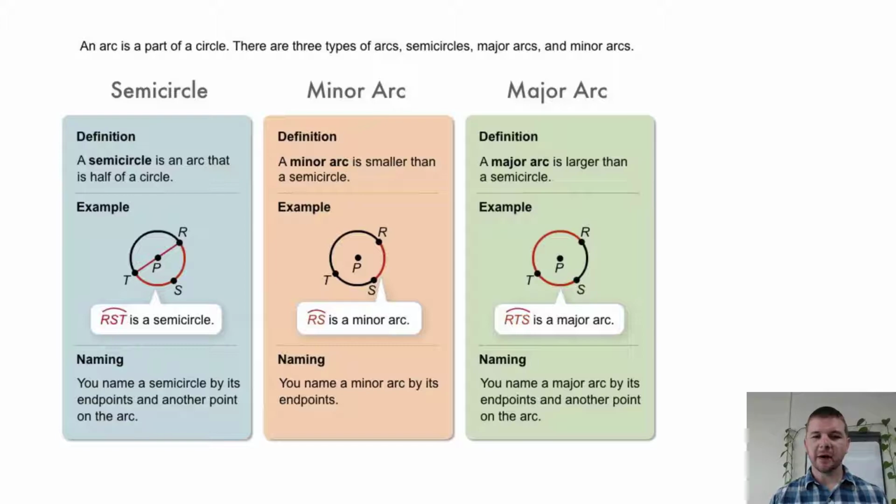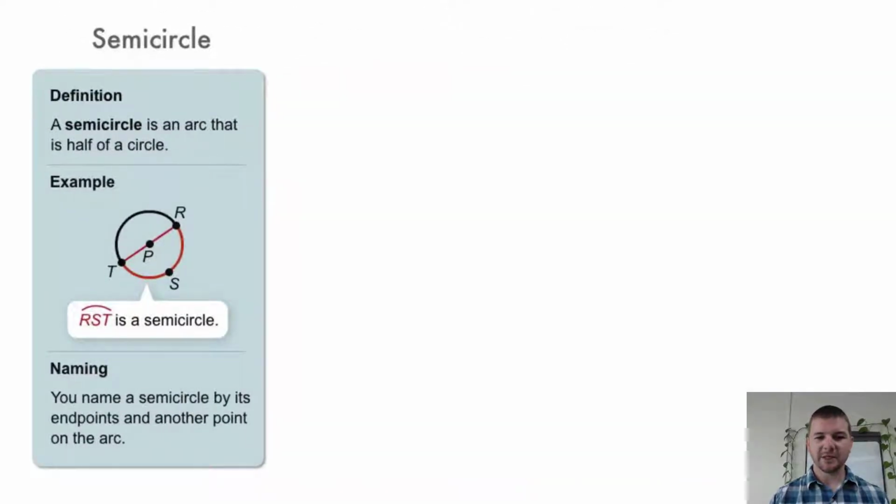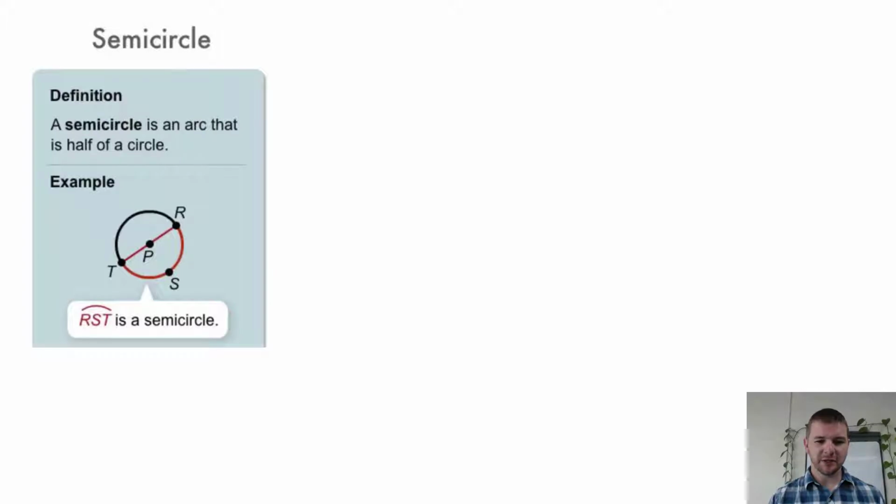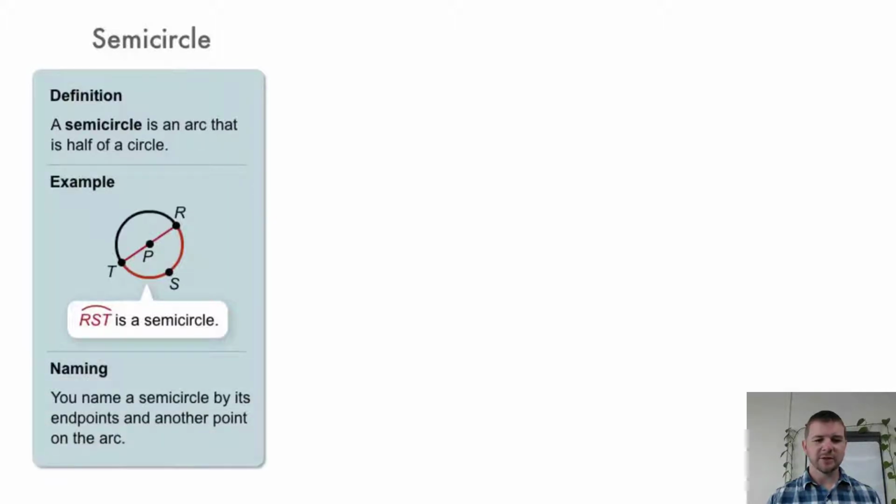An arc is a part of a circle. There are three types of arcs: semicircles, major arcs, and minor arcs. Note a semicircle. The definition: a semicircle is an arc that is half of a circle. An example is shown here. Arc RST is a semicircle. In terms of naming, you name a semicircle by its endpoints and another point on the arc.